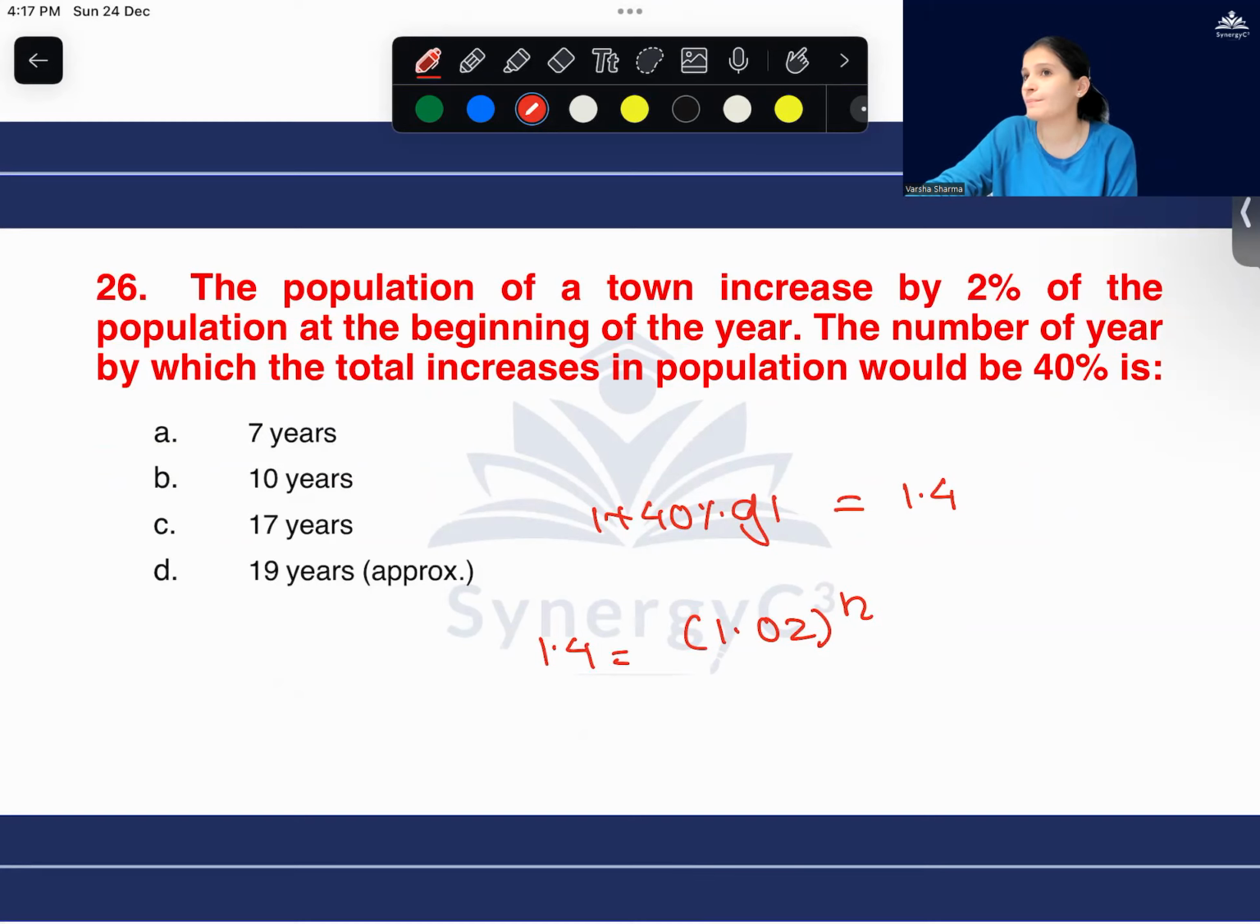At 16, you got 1.37. At 17, you are getting 1.4002. That is almost very close to 1.4. That means your n will be 17 years. Understood? You could have done the same sum by 100 population, 200 population, anything. Doesn't matter.